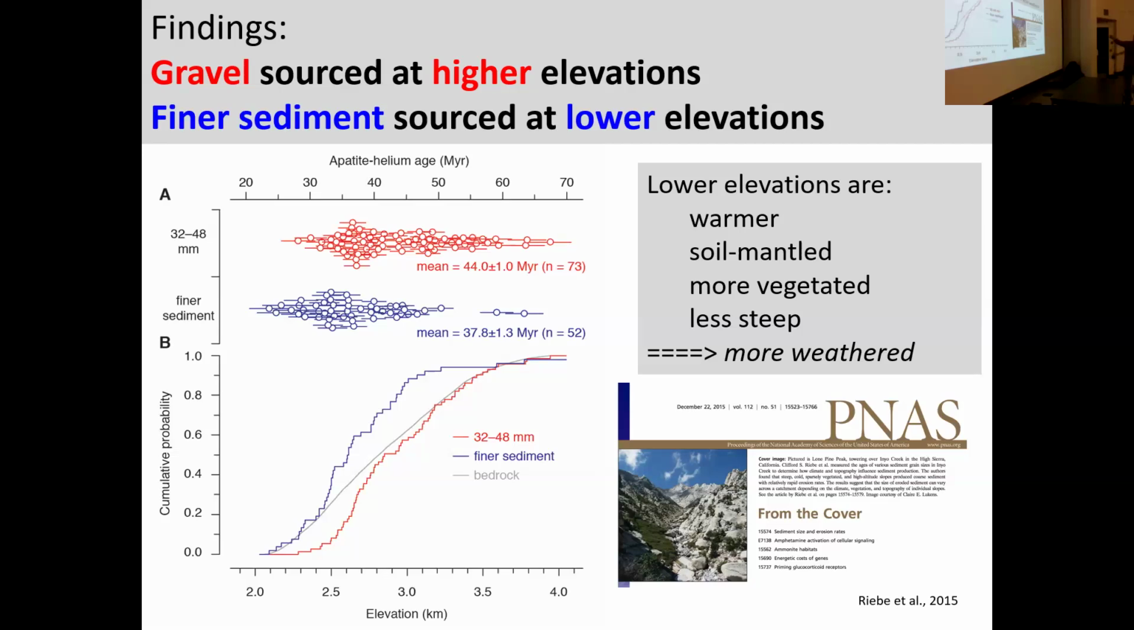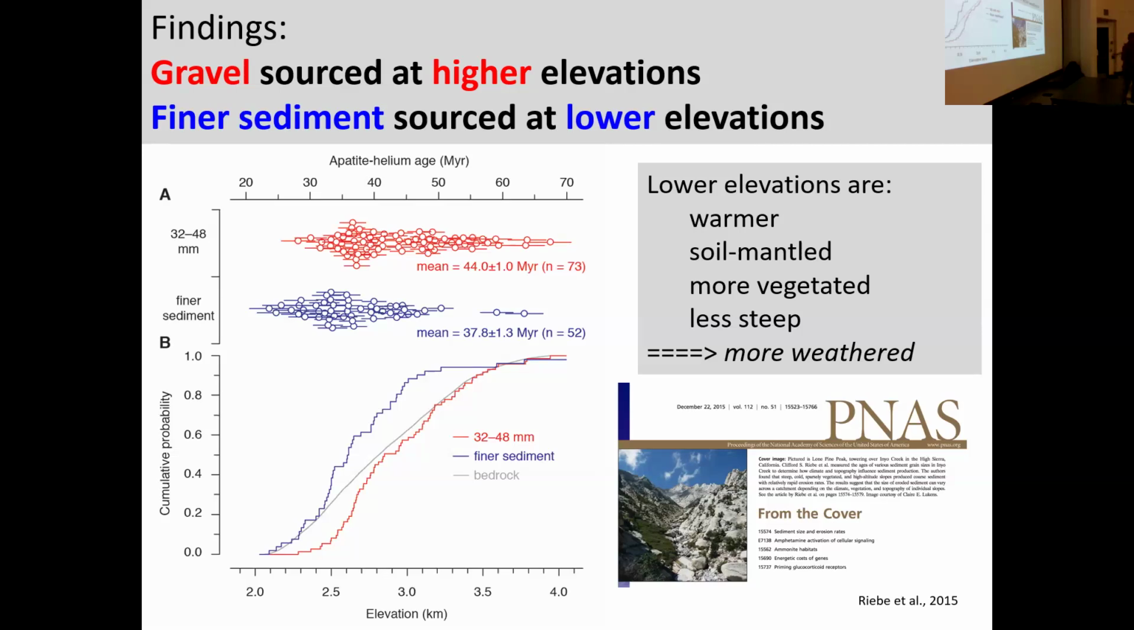By the way, in this graph, this cumulative distribution of elevations that the different sizes were produced at, there's a faint gray line, and that's what you'd expect if there was no difference. That's the hypsometric curve, how area is distributed. So if every place was producing particles at the same size, it would fall on that gray line.